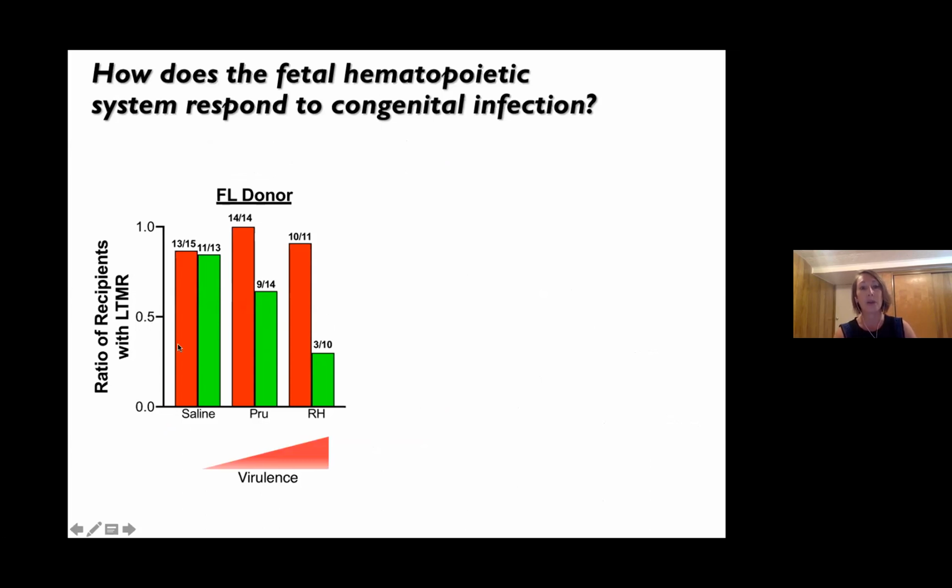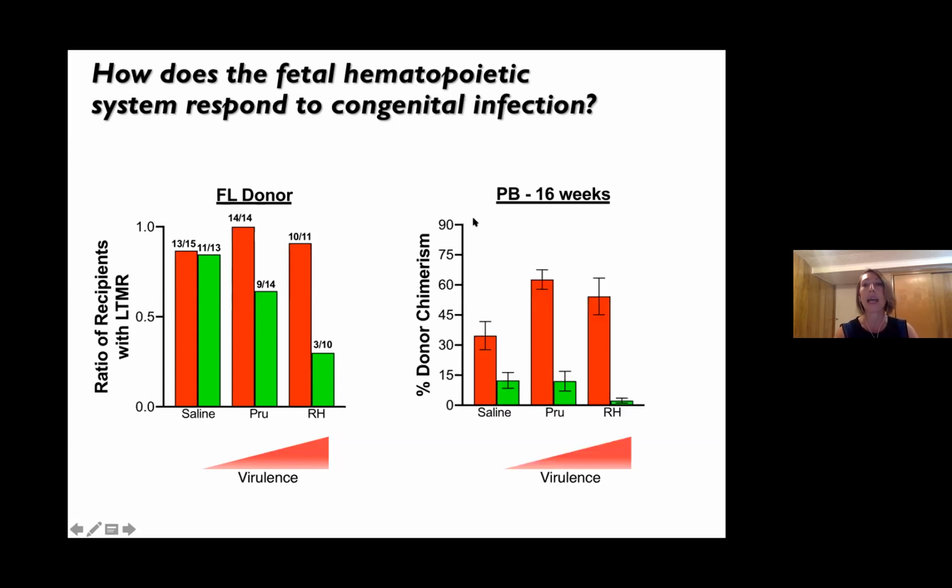And so this is looking at the proportion of recipients that show long-term multilineage reconstitution after transplantation of either 200, I believe this is 200 red HSCs or 200 green HSCs or GR HSCs from the fetal liver. And what you can see very clearly is that as our infection is more virulent, we lose self-renewal potential from our DR HSC.